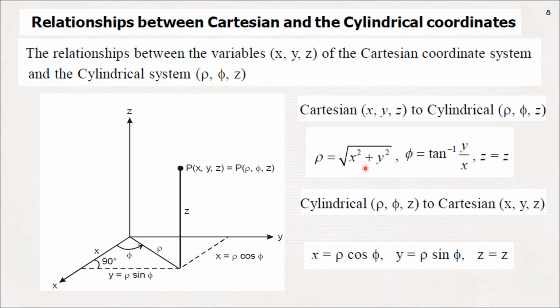That is what is written here. And what is angle phi? Phi is nothing but tan inverse of opposite by adjacent, so tan inverse of y by x. And what is z? Z is equal to z.